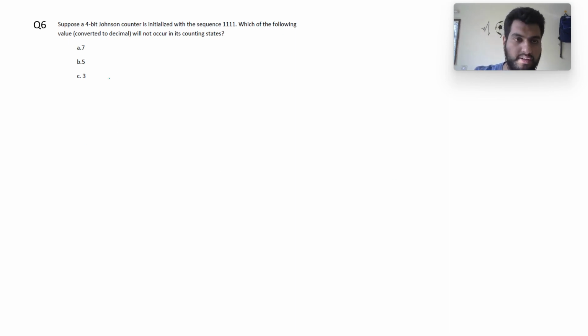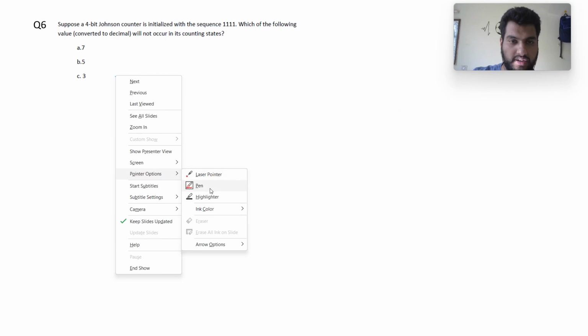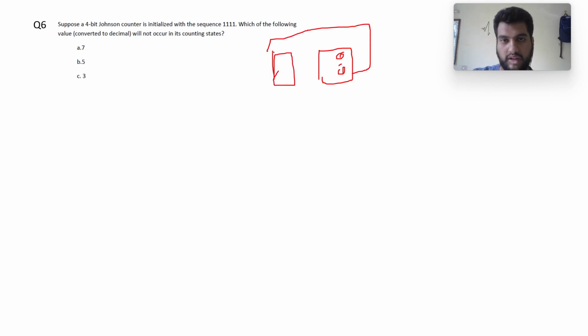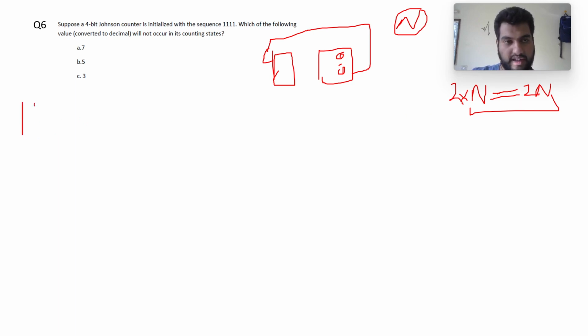So the Johnson counter, as we saw earlier, is also known as twisted ring counter, where the complemented output of the last flip-flop is applied as the input to the first flip-flop, and as a result it will have the states equal to 2 into the number of flip-flops, so it will have 2n states. In ring counter we have n states, in twisted ring counter we have 2n states. So as the Johnson counter is initialized as 1111.